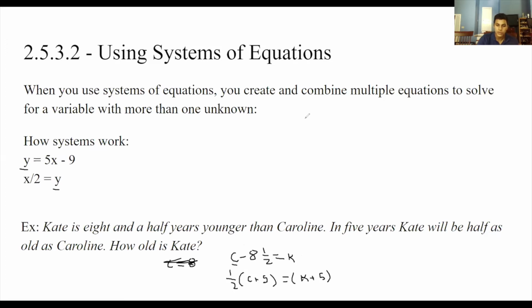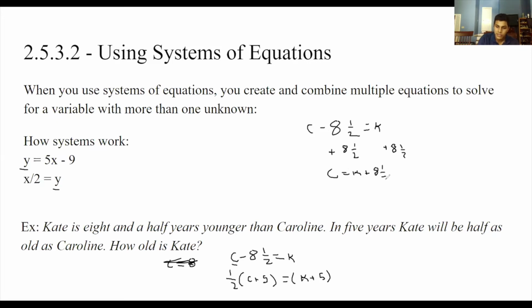We'll start with the first equation. So C minus 8.5 equals K. Well, this one's really not that difficult. All you have to do is add 8.5 to both sides of the equation, because you want to get rid of the 8.5 on the left side. So you do the opposite operation of the same number. And then all of a sudden you have C equals K plus 8.5.